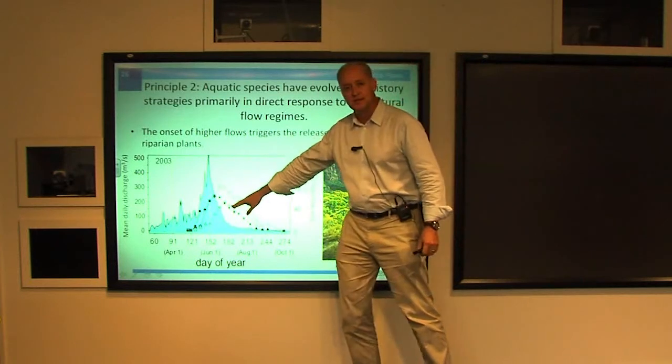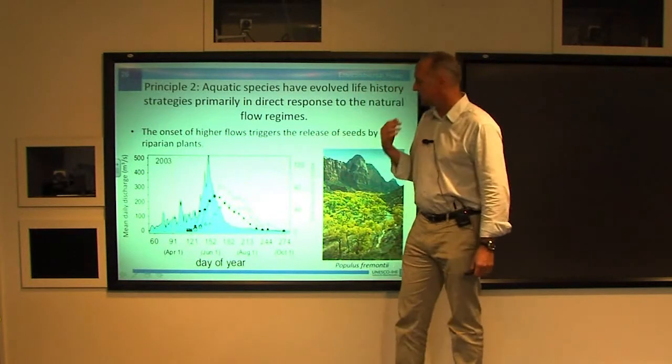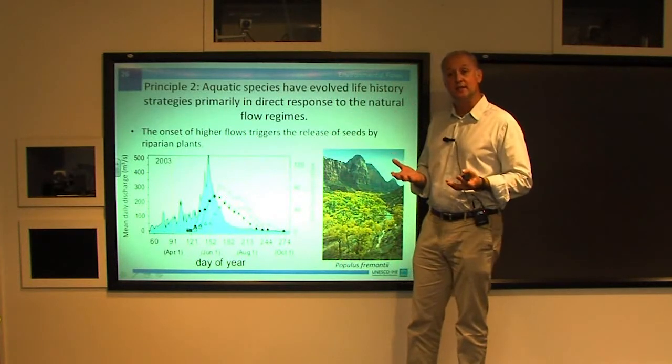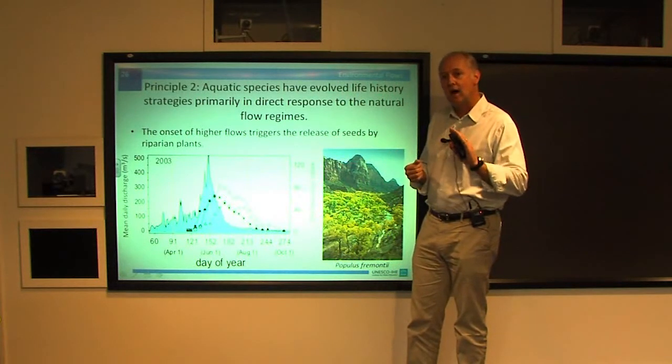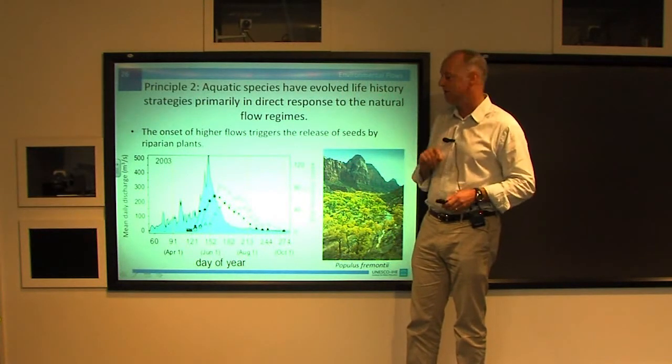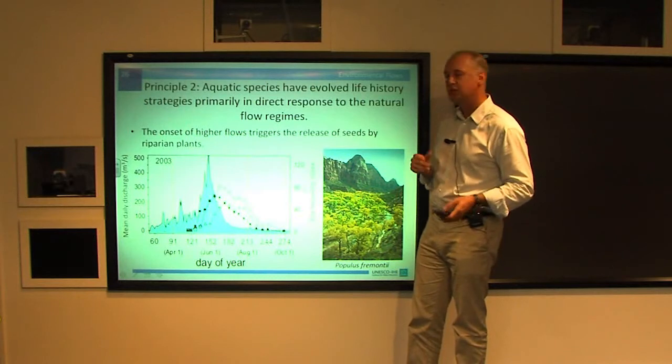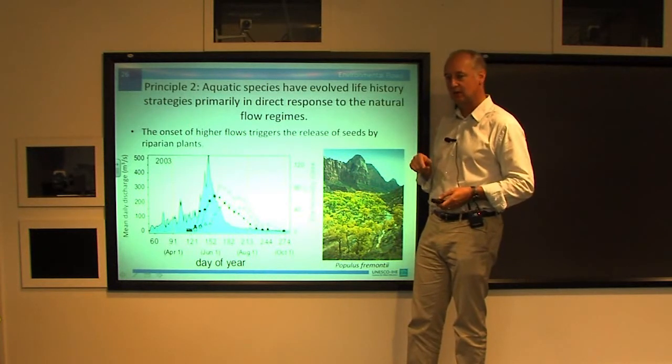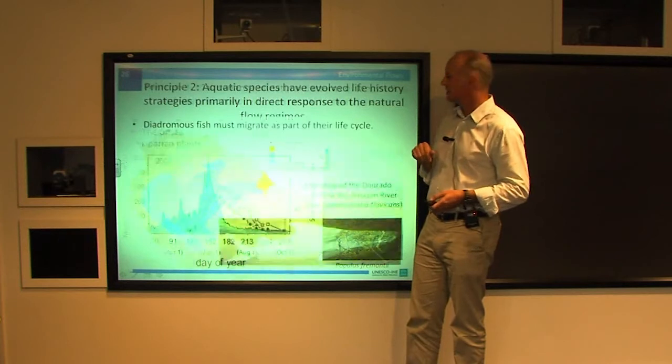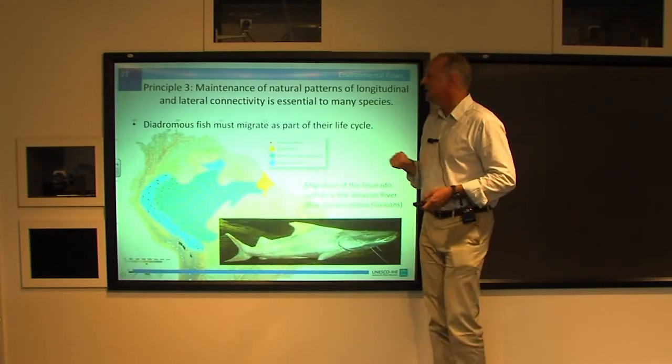And that's the point in time at which the tree is dropping its seeds for germination. Those are ideal times, and it's cued by that change in flow. There's communication going on between organisms and the flow regime of the river.